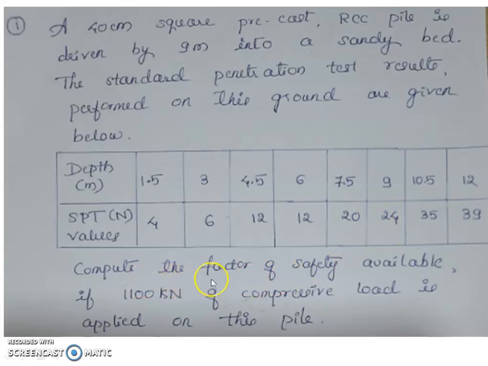We need to compute the factor of safety available if 1100 kilonewton of compressive load is applied on this pile. That means here in this problem we need to find what is factor of safety. Q allowable is given.